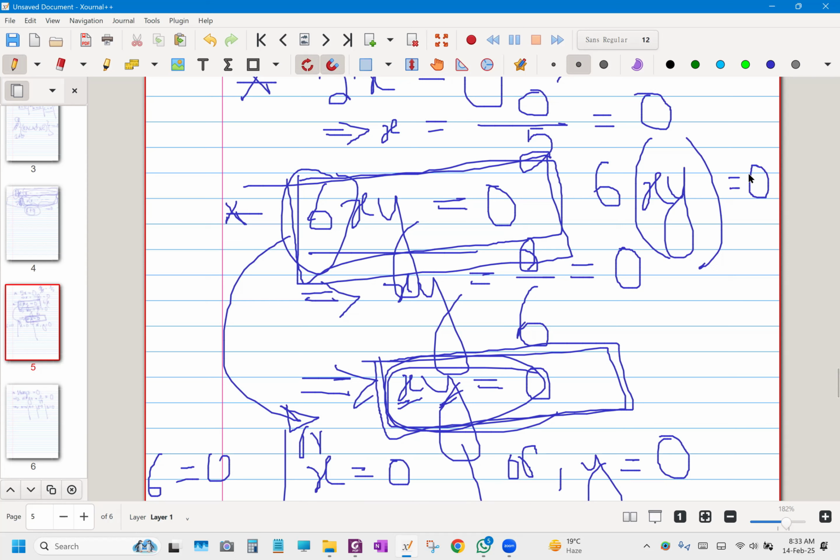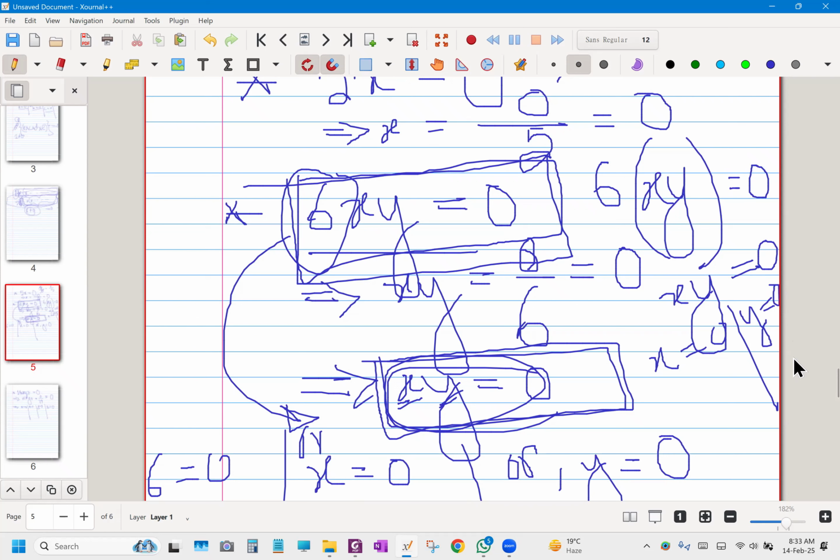Divide and rule. 6 cannot be equal to 0. So it means that the only way this equation can be 0 is if xy equals 0, because 6 cannot be equal to 0. So now, divide and rule: x equals 0 or y equals 0.